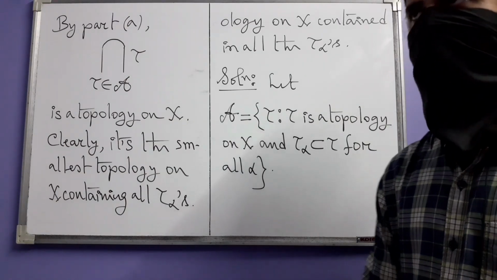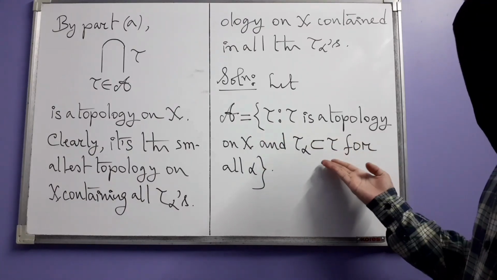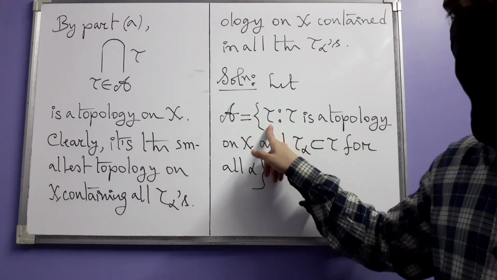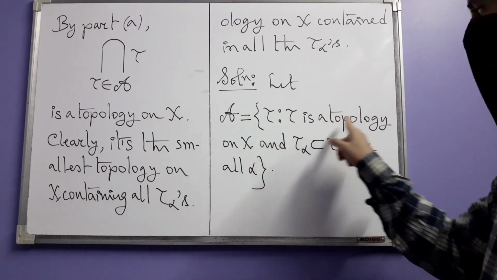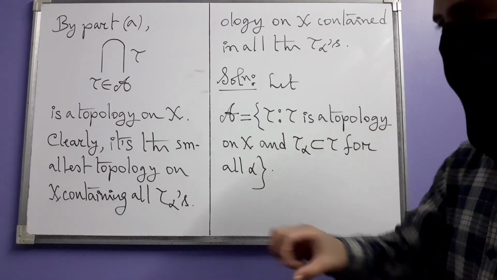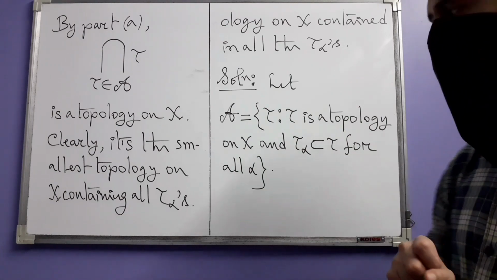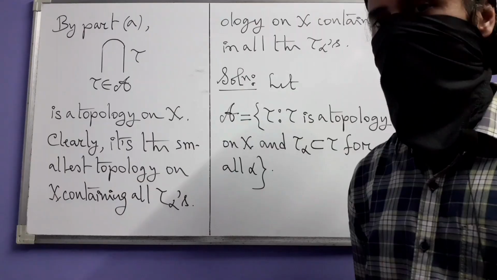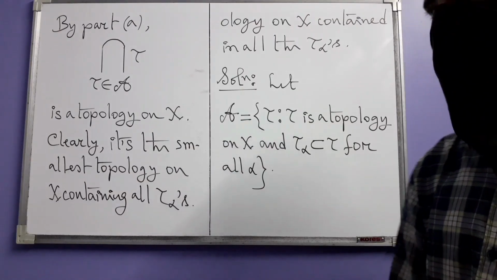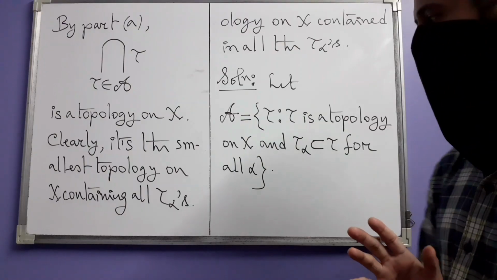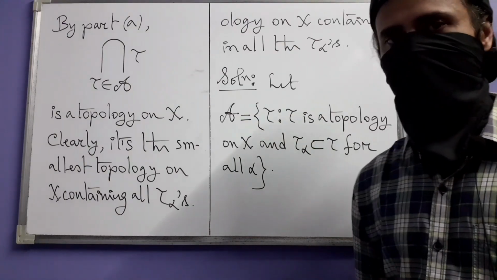So we start the solution with this collection A. Let A be the collection of all objects tau such that tau is a topology on X and tau contains all the tau alphas within it. And then we consider the intersection of all the elements of A. But let's be a little careful here. Can we consider the intersection?